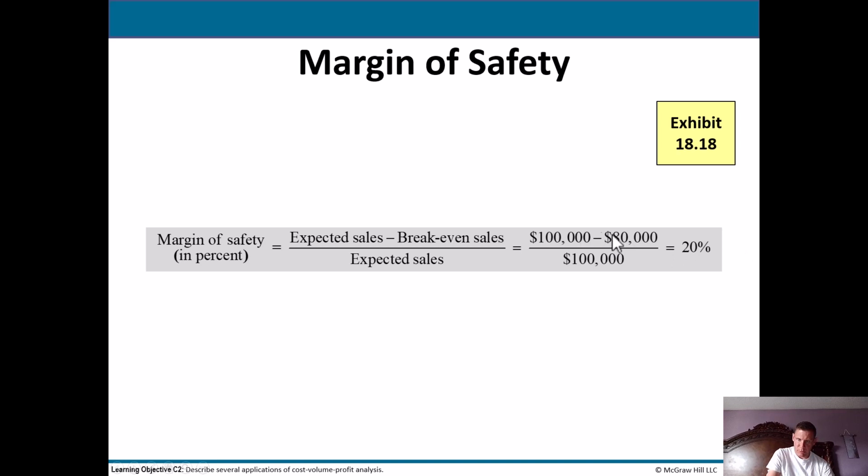Or you could have just eyeballed that and said, well, if break-even sales are 80,000 and expected sales are 100,000, we're 20,000 above that. So obviously that would equal a quotient of 20%.